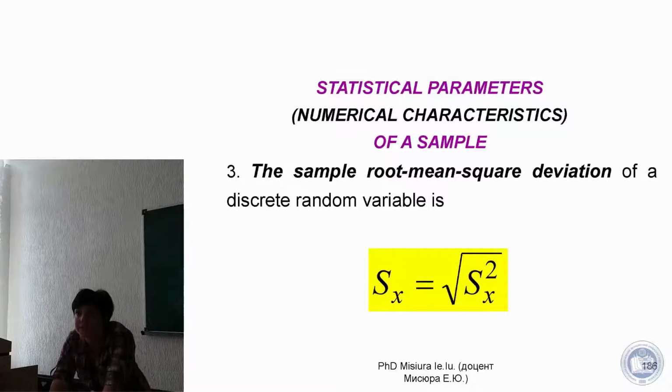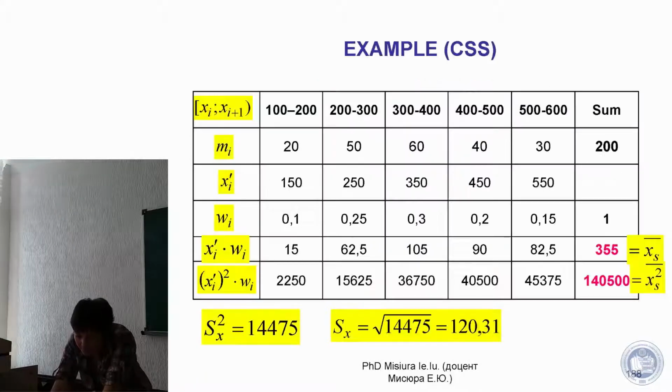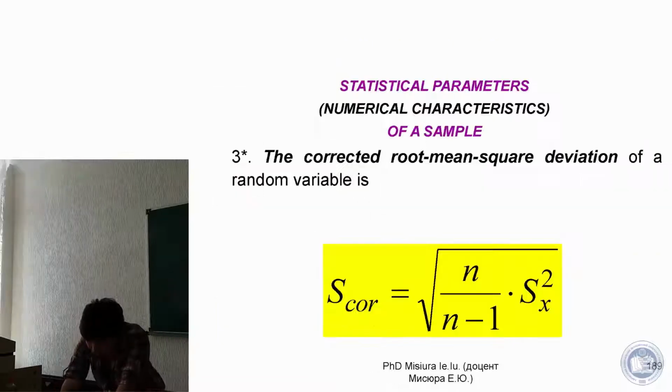Please remember, root mean square deviation will be root of this number. Root mean square deviation. And let's find this value. Root of 14475 approximately equals 120.31. Let's copy out this value.